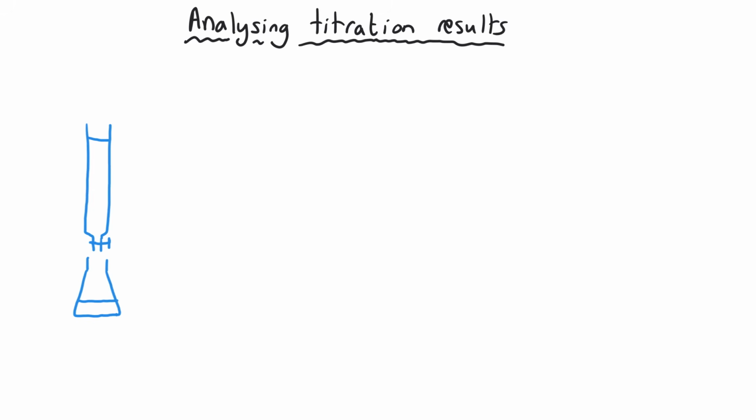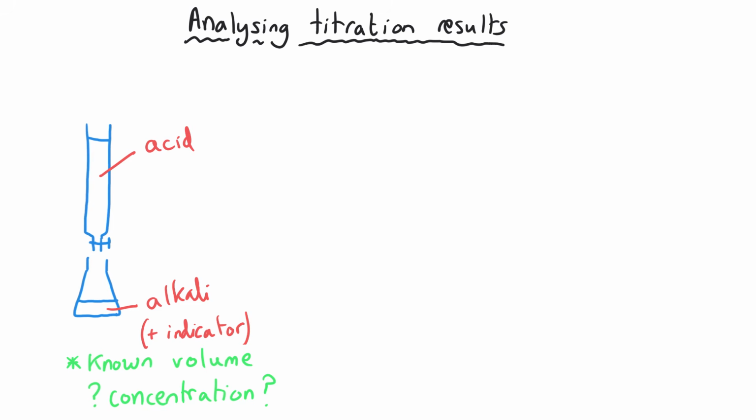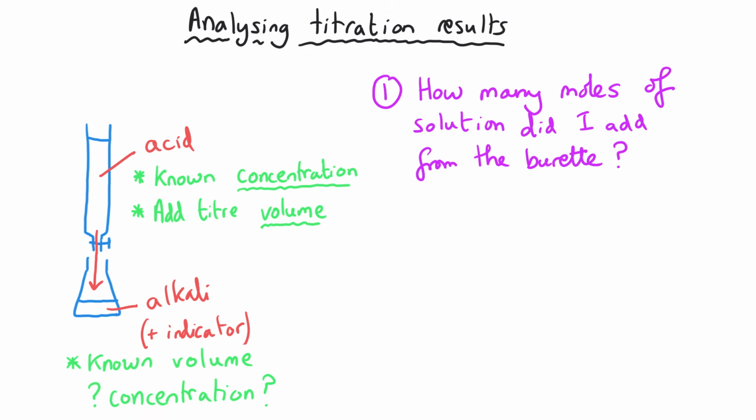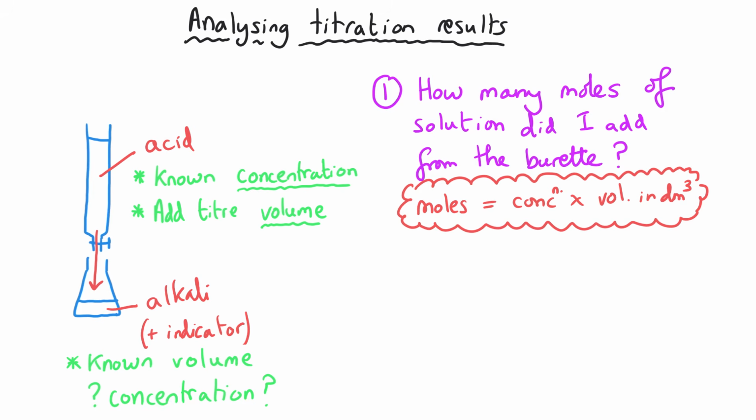When you are analysing your titration results, the core concept can be observed just by looking at our setup. If we've got our acid in our burette and we know the concentration of the acid, we add a certain titre volume of that acid to the conical flask. What we know now is the concentration of the acid and the volume of the acid required to neutralise our alkali. So we've got the concentration and the volume. So step one in a titration analysis is: how many moles did I add from that burette? And to work that out, moles is concentration times volume.